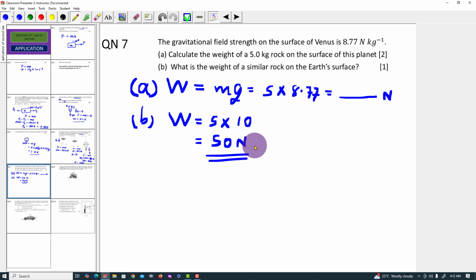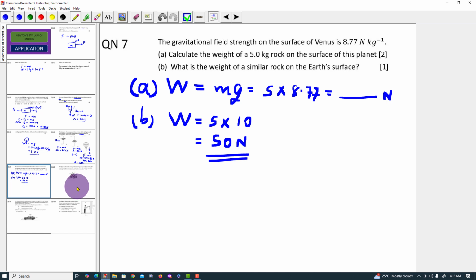Why has the weight changed when the mass is the same? Weight changes from place to place because it depends on the value of the gravitational field strength. And you can see since g is less on Venus compared to on Earth, then the weight on Earth is more than the weight on Venus. This is one of the examples where we say that the weight of an object changes from place to place, and you can see that when an object of the same mass is taken to a place where the value of the gravitational field strength is different, its weight will definitely change.